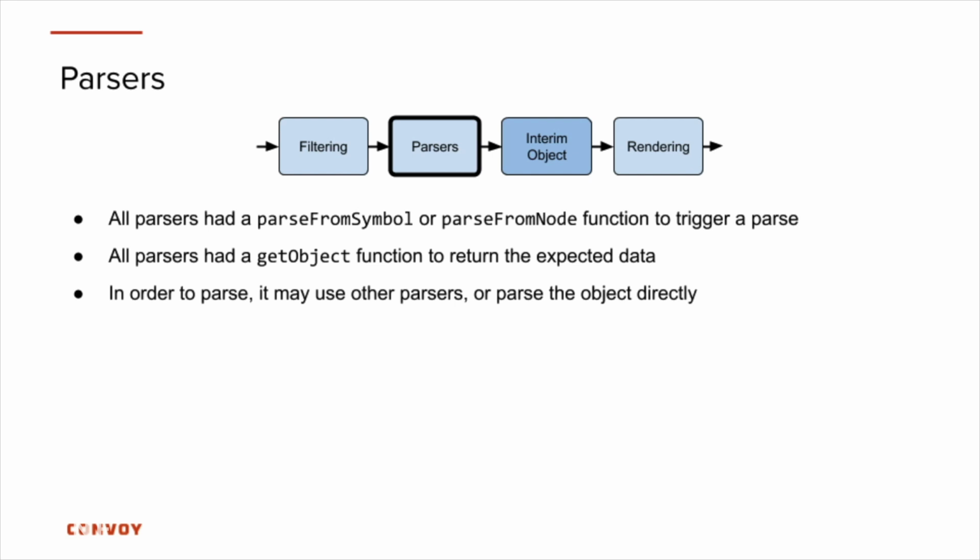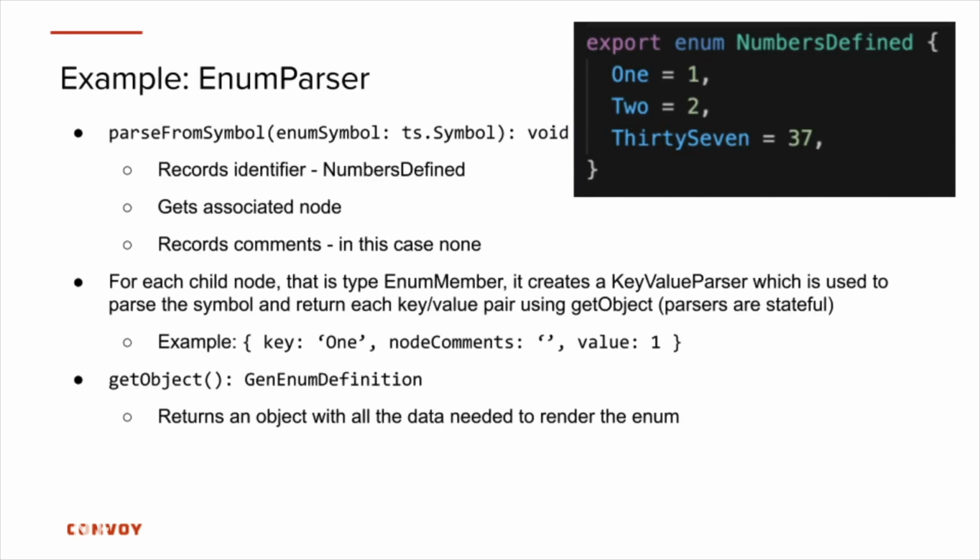So, I've used the word parse a lot, but what exactly does that mean? Here's an example for a very simple input, an Enum parser. All right? So you can see in the upper right an example of an Enum, 1, 2, 37, numbers go in strange ways. How do we parse that down? So first we create a copy of the Enum parser class. Then we call parse from symbol, because we have a symbol for the Enum. It's a TS symbol, we pass it through, and the first thing it does is it says, okay, what's the identifier? Number is defined, it records that.